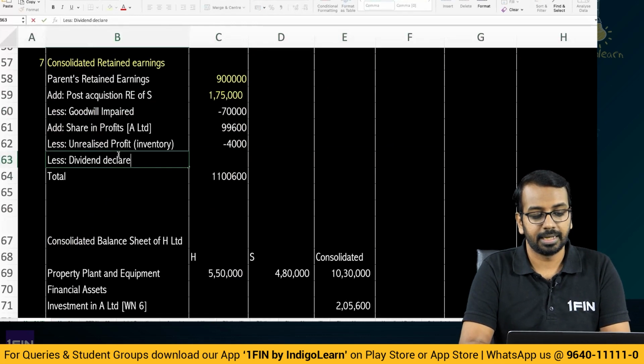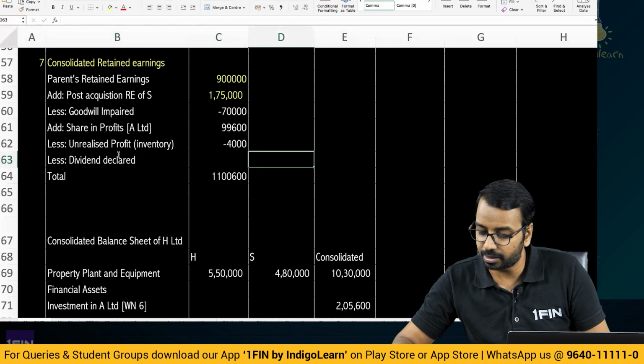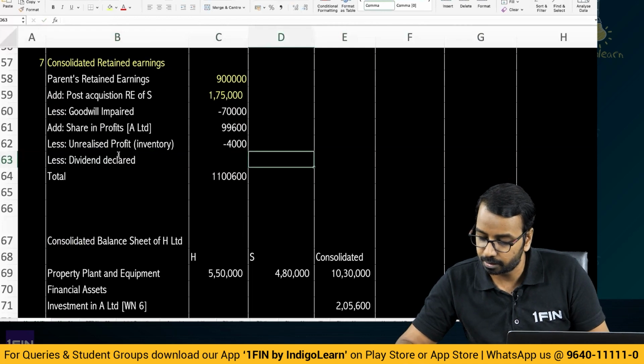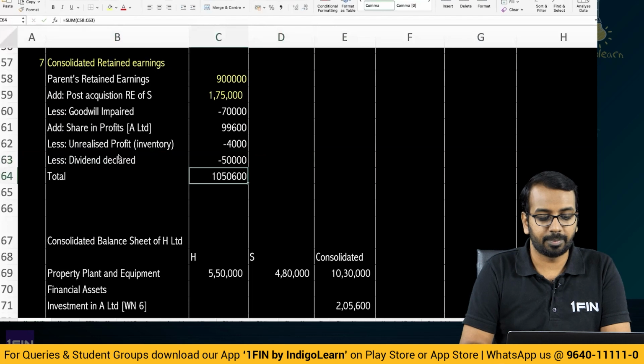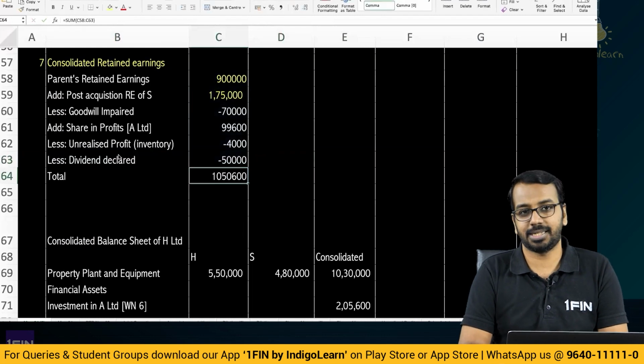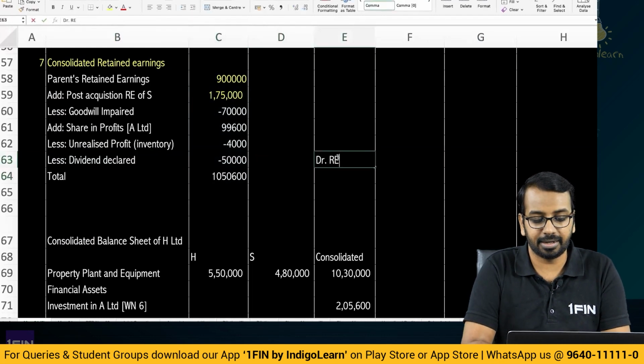declared, 10% on the share capital of 5 lakhs. So 50,000 minus 50,000. That becomes 10,50,600. So here it will be debit retained earnings, credit dividend payable.